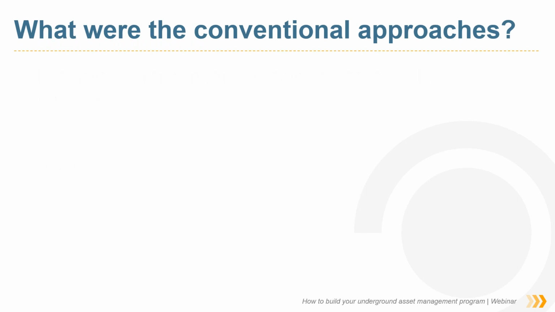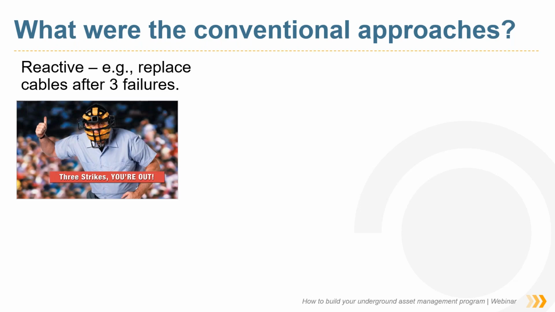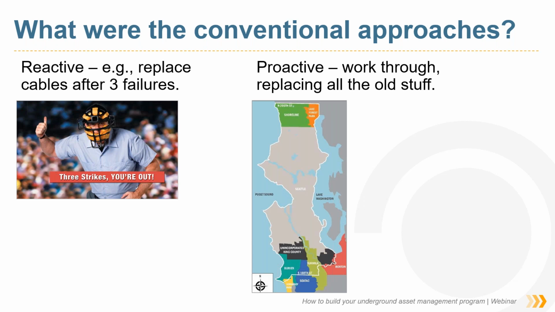So let's talk about what have been the conventional approaches in the past. These are what utilities did to make decisions about replacing almost all their aging infrastructure, not just cables, but certainly cables too, what I would call a technical approach. And they usually fell into two categories. One was a reactive approach to cable replacement. This would be something like that three strikes and you're out approach that you see a lot. So once a cable has faulted 3 times, it gets replaced. And then the other extreme is a more proactive approach, where you start at the northwest corner of your utility and work your way across, replacing all of the old style underground cable.